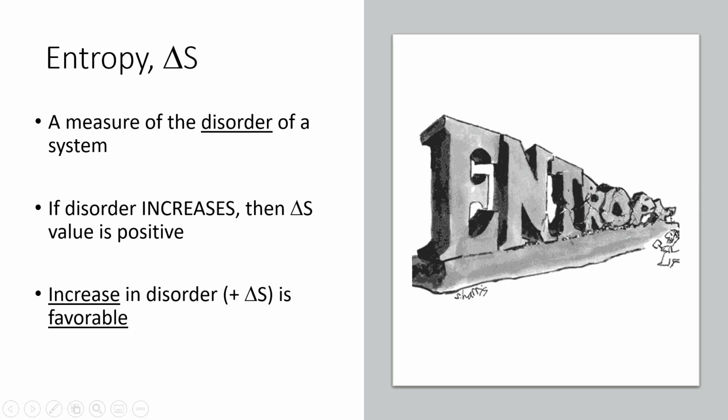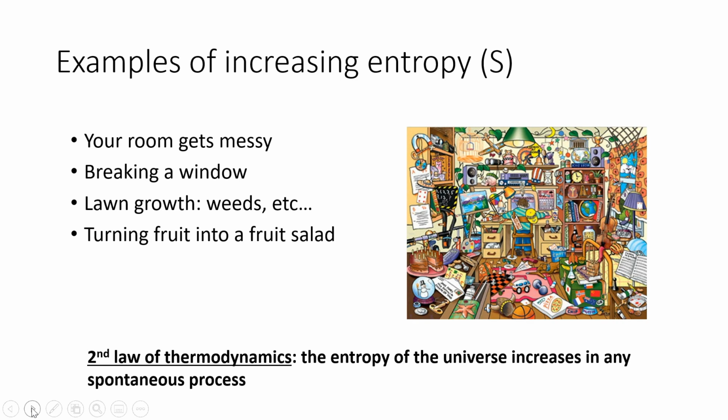It turns out that an increase in entropy, or a positive change in entropy, positive delta S, tends to be energetically favorable. So processes that result in an increase in entropy tend to be energetically favorable. They tend to occur spontaneously in nature. An example of increasing entropy is that your room gets messy. This is something that will happen spontaneously, which means if you just live in your room day to day, it's eventually going to get messy unless you put some effort into cleaning it up. But on its own, it's just going to get messy.